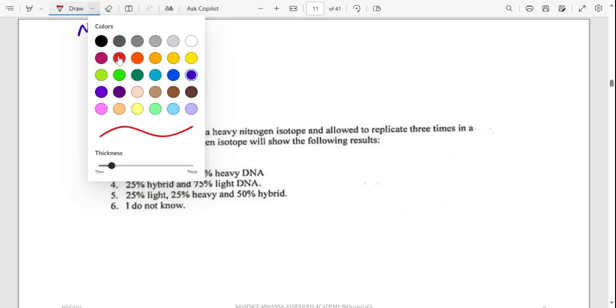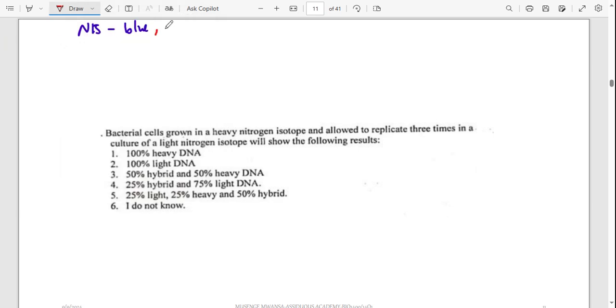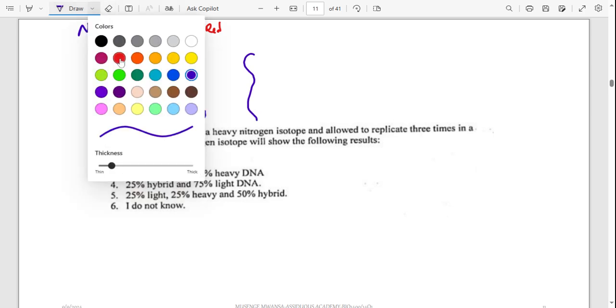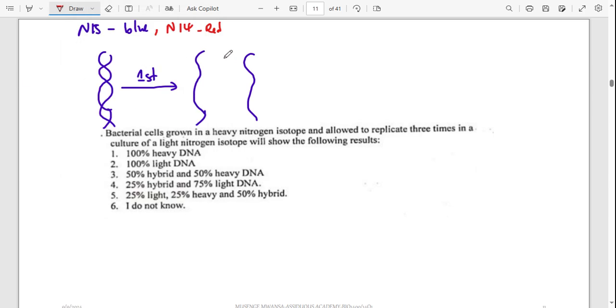Nitrogen 15 is what we start with in this experiment done by Meselson and Stahl. And then nitrogen 14 is represented by red. So initially, the entire DNA, we grew it in an environment with nitrogen 15, so it has all been completely labeled with a blue color, meaning that it has got nitrogen 15. After the first replication, the two strands had to separate. You can see they have separated. For each one of these strands, because now we are growing our bacteria in nitrogen 14, a new strand is going to have nitrogen 14.